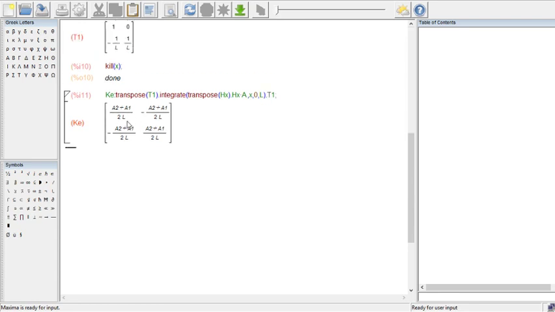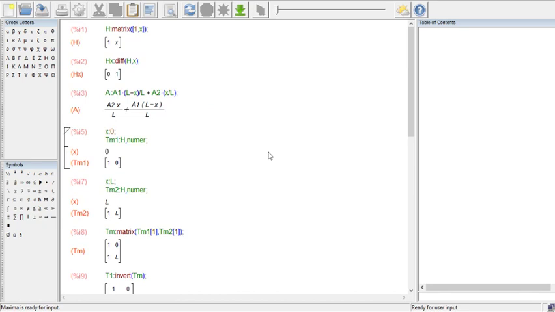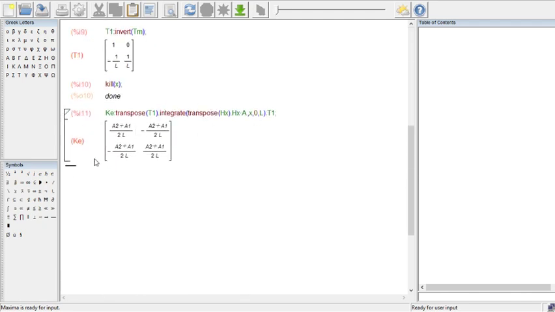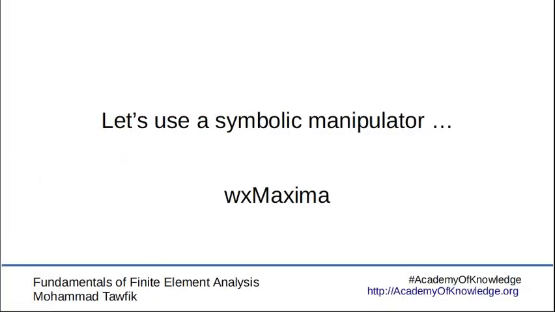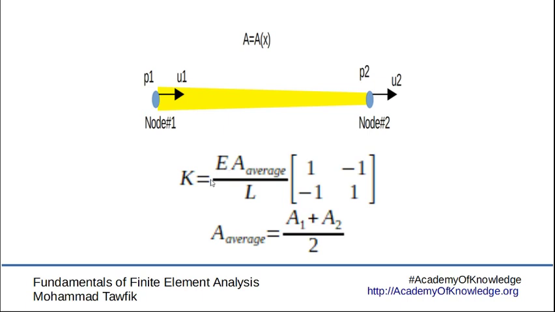You can see that in each of the terms you have A1 plus A2 over 2, which is the average area actually. Remember that here we defined the area as a linear function. We could have defined it as any other function, but in our case, we used a linear function, so we actually get A1 plus A2 over 2, the average area over the length. So we end up with the stiffness matrix being the average area times the modulus of elasticity over the length, which is very similar to the original bar matrix in which we had the area multiplied by the modulus of elasticity over L, multiplied by the matrix 1, minus 1, minus 1, 1, exactly the same one that we used before, where we define the average area as A1 plus A2 over 2.